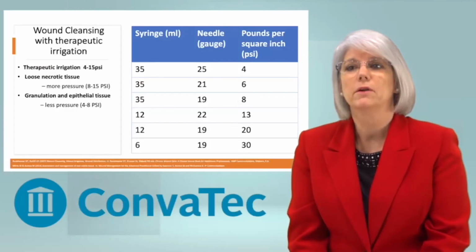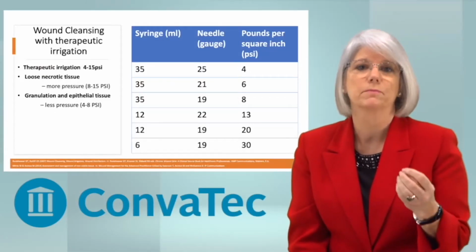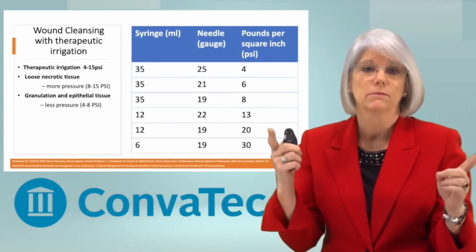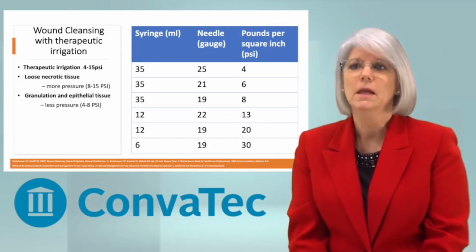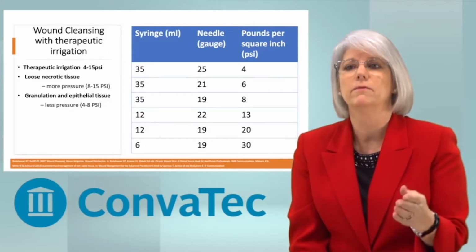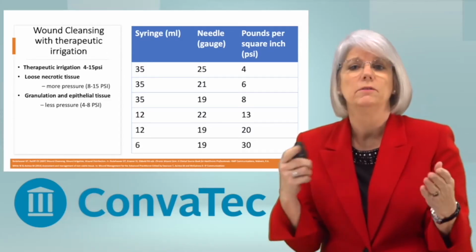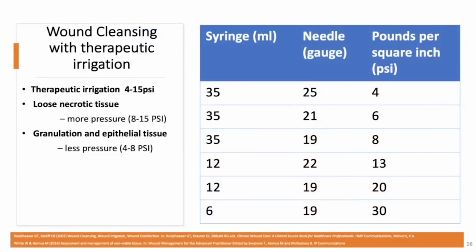So if you are doing therapeutic irrigation, they talk about pounds per square inch. And the therapeutic range is between 4 and 15 psi. So there's a variation: if you have loose necrotic tissue, you need the higher levels of 8 to 15, and you can alter that pressure through the size of the syringe and the gauge of the needle. Wendy White, in her chapter in the book Wound Management for the Advanced Clinician, provides you these. And for granulation and epithelial tissue, you require less pressure, and that's 4 to 8 psi.